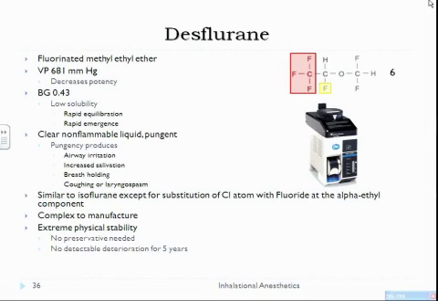The blood gas partition coefficient shows you that it's a low solubility agent. It actually has a very low solubility of 0.43, which leads to rapid equilibration and rapid emergence. It's a clearly non-flammable liquid, but it is pungent, and the pungency is what causes problems. The pungency causes airway irritation, increased salivation, breath holding, coughing, and laryngospasm.